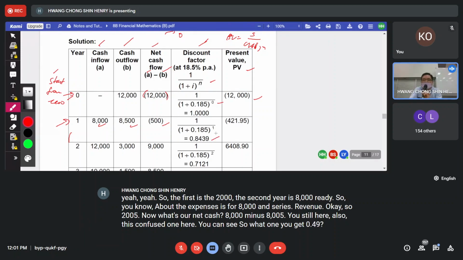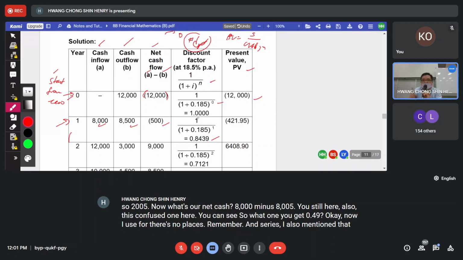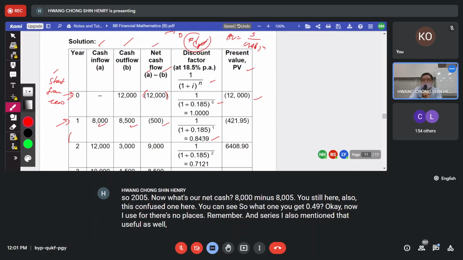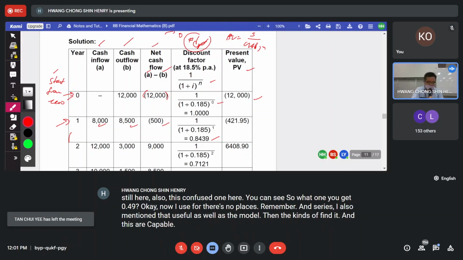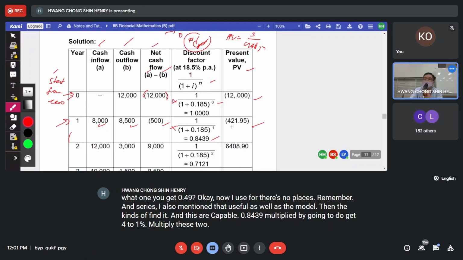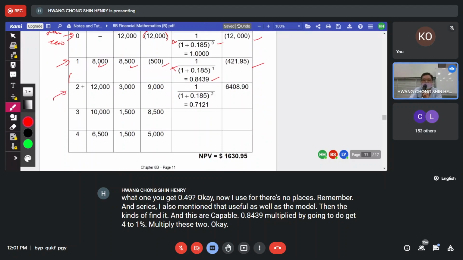Okay, now I repeat, use 4 decimal places. Remember, time series, I also mentioned that use 4 decimal places. The more, the better. Okay, then you times 500 times this, calculator, 0.8439, multiply the 500. You get 421.95, multiply these two.